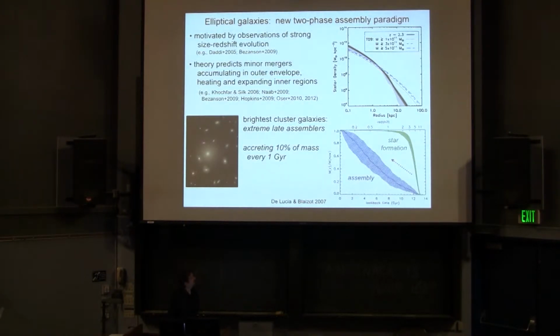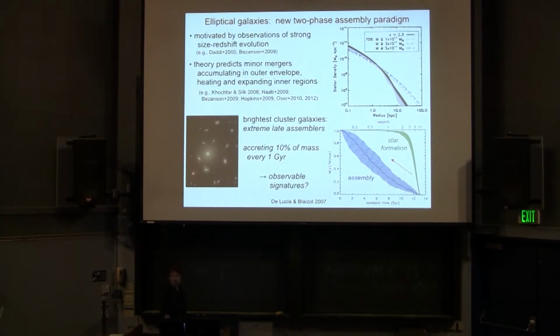And here's one semi-analytic model of a BCG where it's classic downsizing. You've got this early star formation, and then the assembly is happening much later, at late times. So about half the mass has accreted in the last 5 gigayears. Those are the places, if you want to see active accretion happening, to really look. 10% of the mass every 1 gigayear.